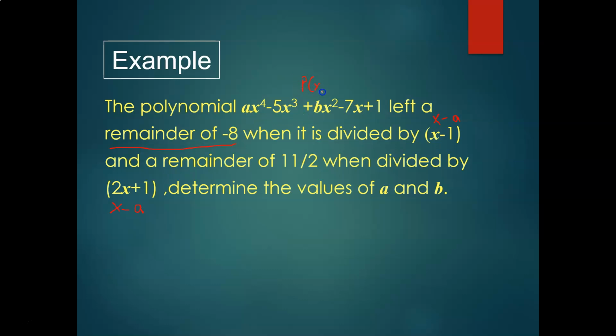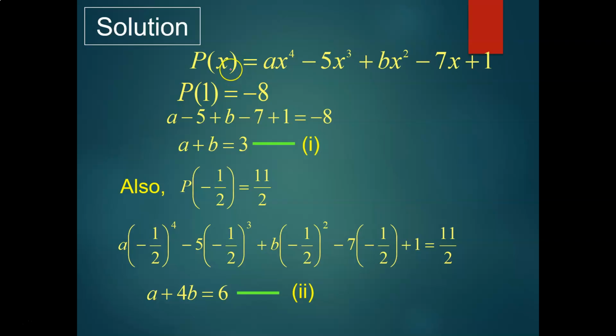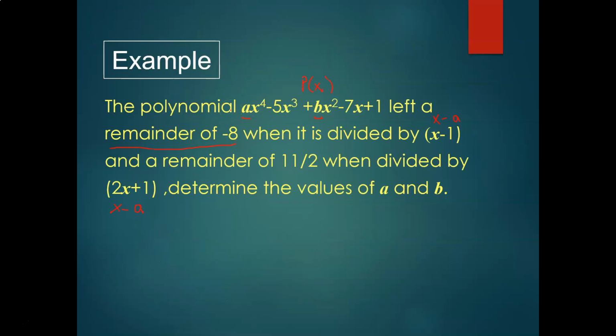Kan? Ni adalah you punya polynomial yang ada unknown A, ada unknown B. Okay. So, first dia kata, kalau kita, we have a remainder of negative 8. You have remainder of negative 8 when x equal to negative 1. So, your A equal to 1 lah. From here, you can obtain your P equal to 1. So, ini adalah you punya A. Kan?